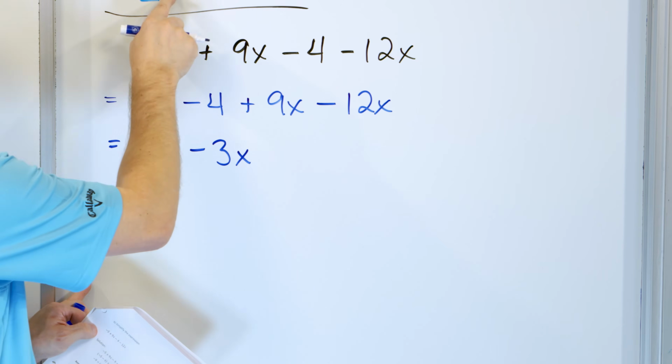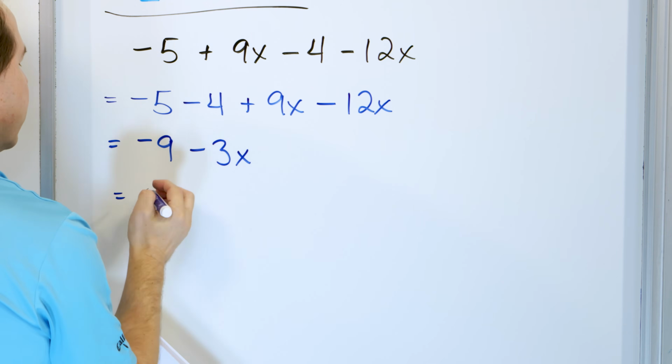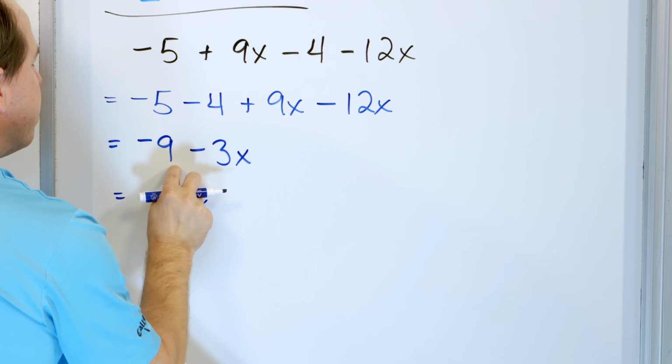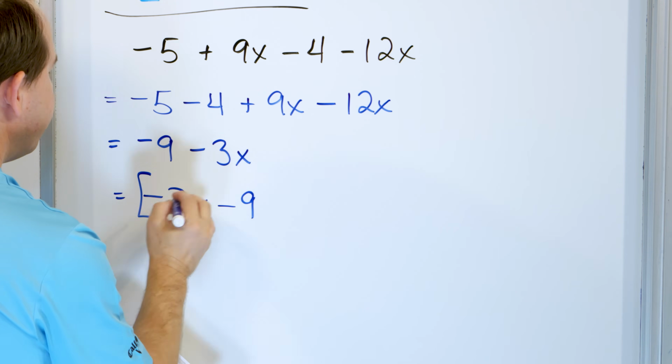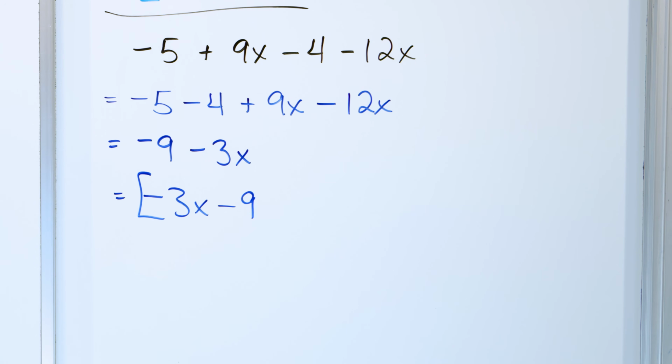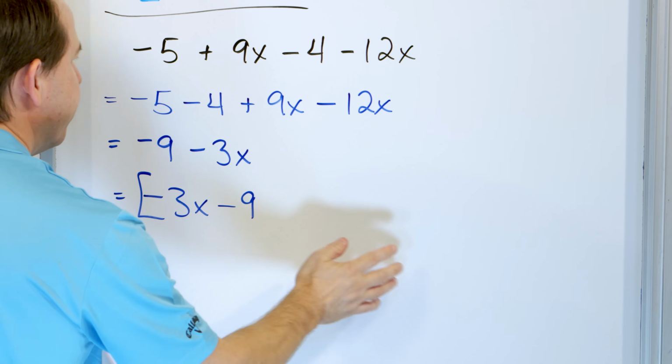Now, usually we want to write the variable term first. So this one, we're going to write first, negative 3x, and then the minus travels with the 9. This is the best way to write it, minus 3x minus 9. This is correct. This is better.